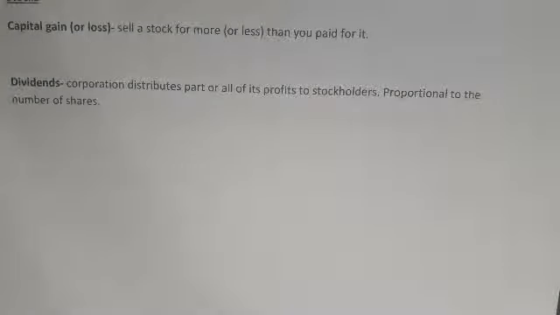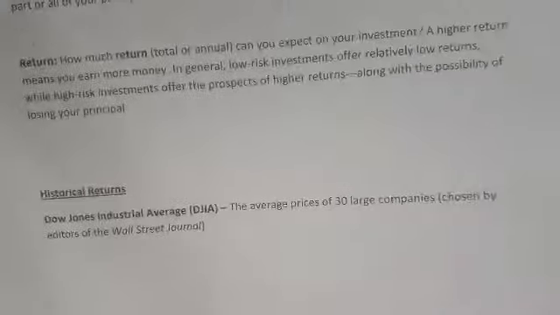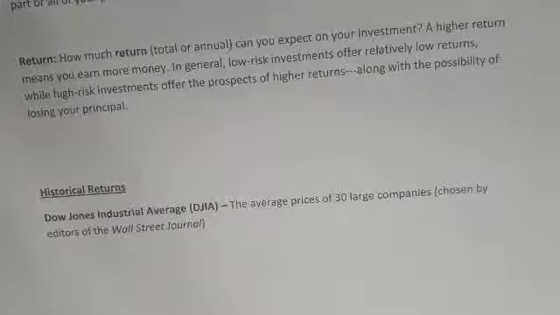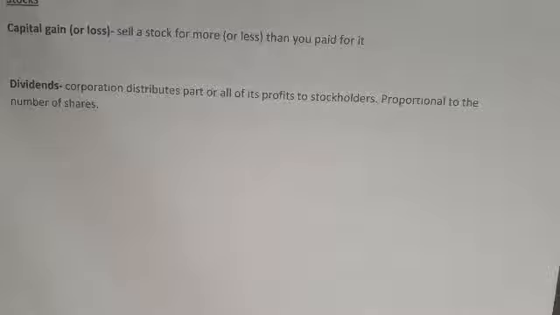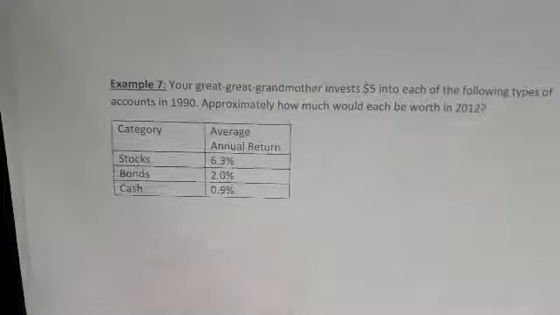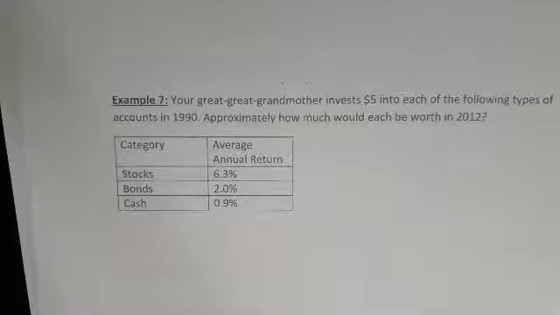So the companies are chosen by the editors. I should specify that, right? The prices aren't chosen by the editors. That would be a little weird. But they take the average price of 30 large companies in the stock market, and they take the average of it. The Wall Street Journal editors choose the companies that they pick, and then they average them. Okay.